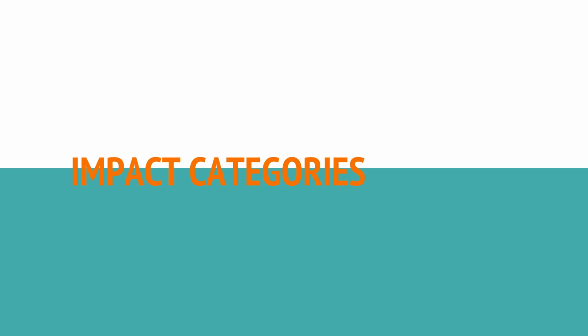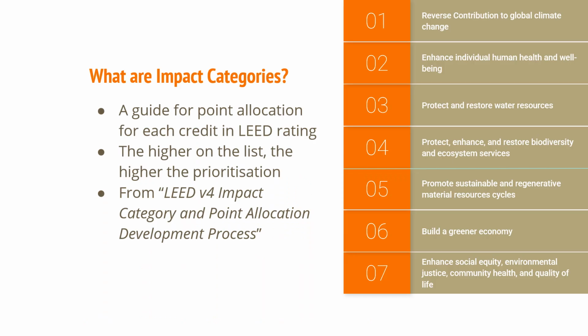Starting off with impact categories. So what are impact categories? Well, they're a guide for point allocation for each credit in the LEED rating system, and the higher on the list, the higher the prioritization.